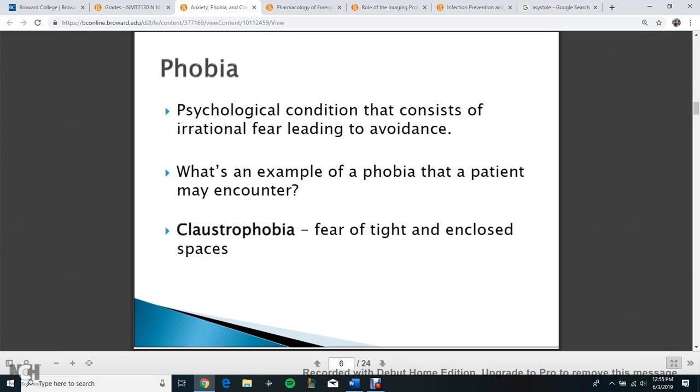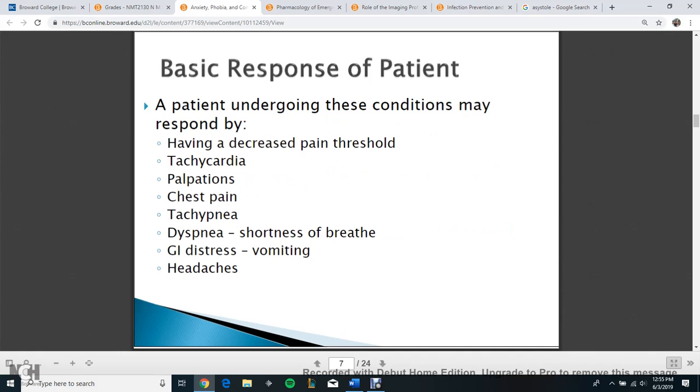Phobia. Psychological conditions that consist of irrational fear leading to avoidance. What's an example of a phobia that a patient may encounter? Claustrophobia is the fear of tight and enclosed spaces.